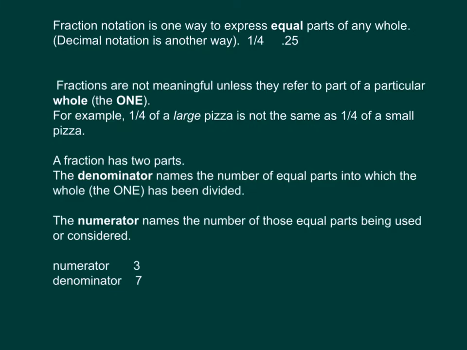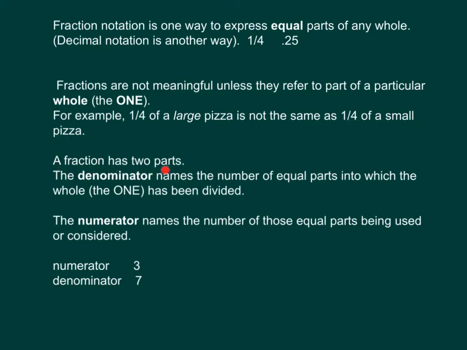Friends, here are some things that we need to be thinking about with fractions. Fraction notation is one way to express equal parts of any whole. Decimal notation is another way. So for example, this fraction is 1/4. It also can be stated as 25/100ths, or 0.25. Fractions are not meaningful unless they refer to parts of a particular whole, the one. For example, 1/4 of a large pizza is not the same as 1/4 of a small pizza.